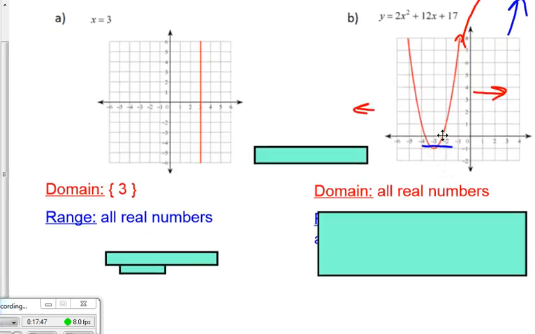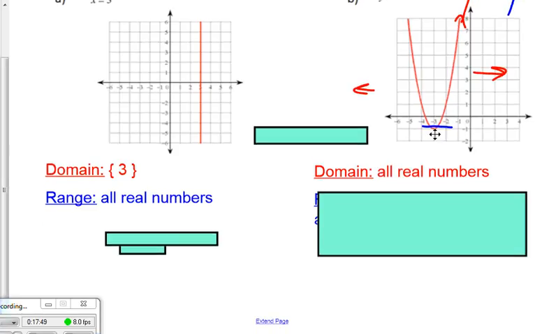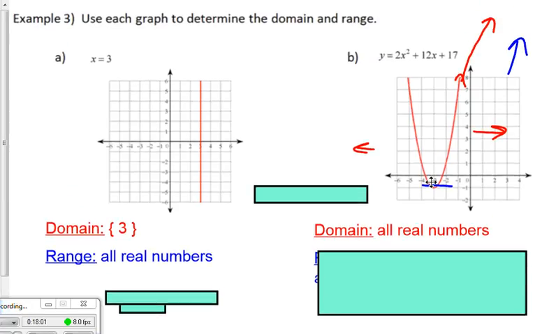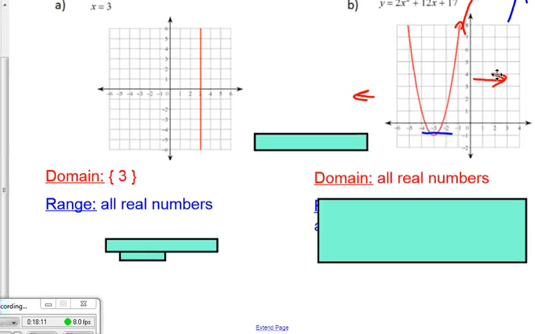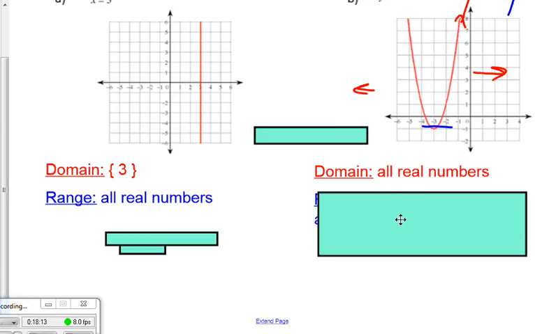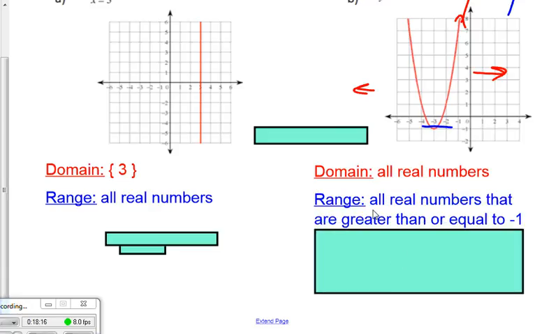Looking at our range though, the y values, I don't think I can go any lower than this spot right here. I can get down to -1, but I can't go any lower. As this graph continues to move upwards, it'll go on forever. So I can go as tall as I want. So if I can go as tall as I want, but I can't go any shorter than -1, I would say that my range is all real numbers that are greater than or equal to -1.